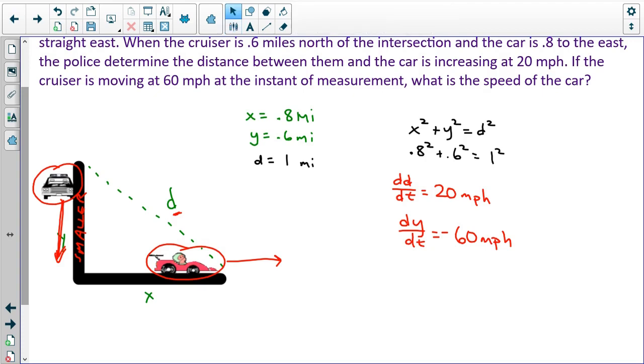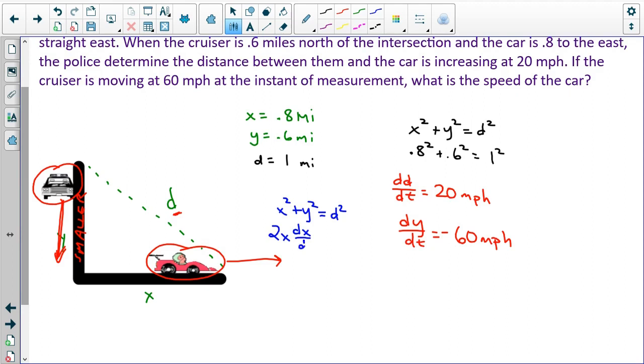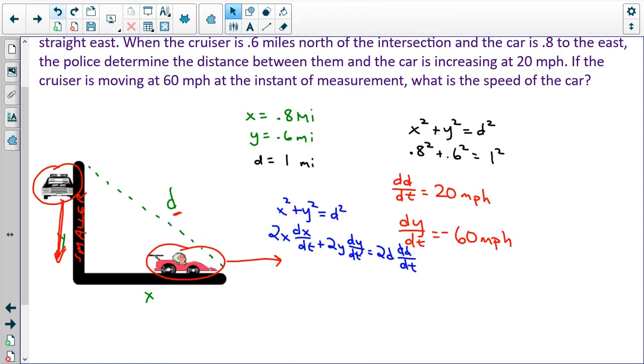So I'm going to use the Pythagorean theorem that I have, which is x squared plus y squared equals d squared, and then I'm going to take the derivative of this. Now think implicit differentiation, so 2x dx/dt plus 2y dy/dt equals 2d dd/dt. And at this point, you think maybe we could have picked a different letter for d for the distance, but it is what it is.